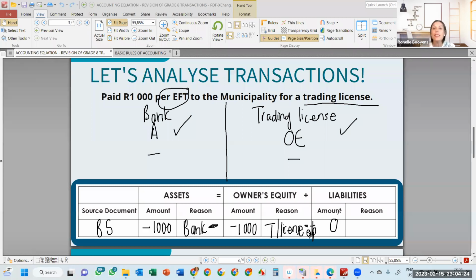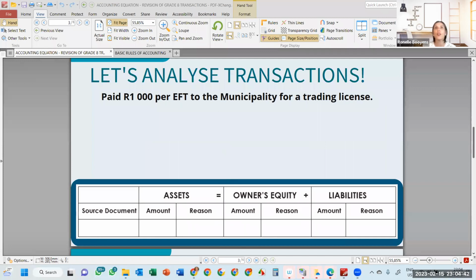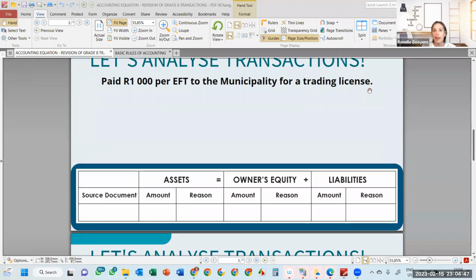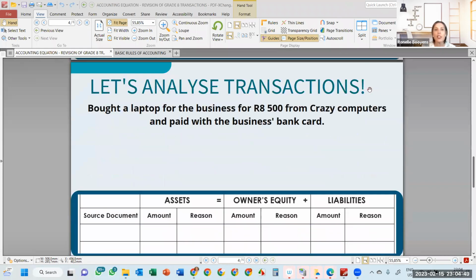And again, you can see, grade 9s, assets are my assets. The business's assets still equal owner's equity. Minus 1,000 equals minus 1,000 plus 0. Indeed, in balance, we are on the right track. Let's move on to the next one. Just do that. Another transaction.